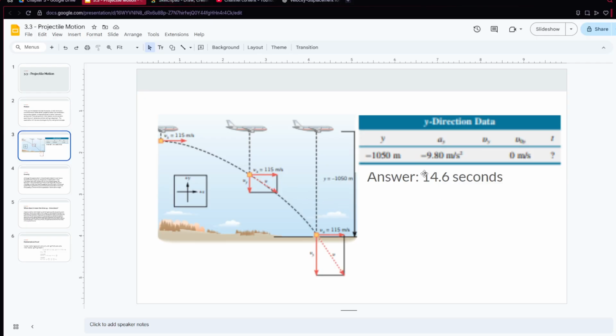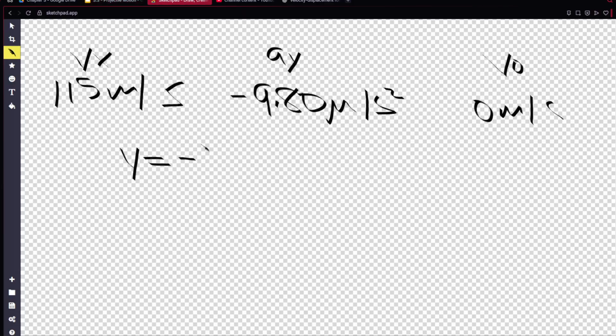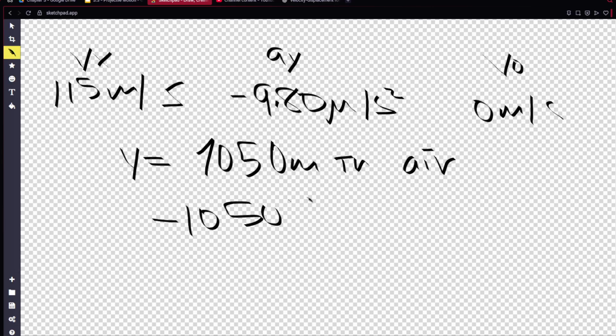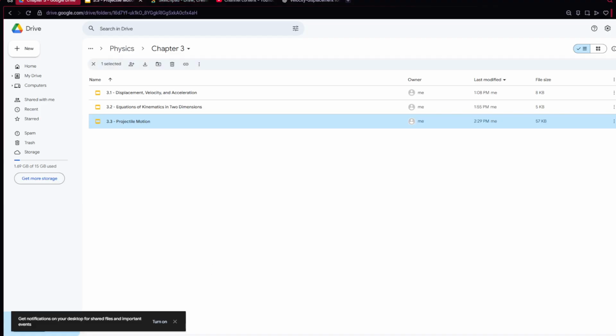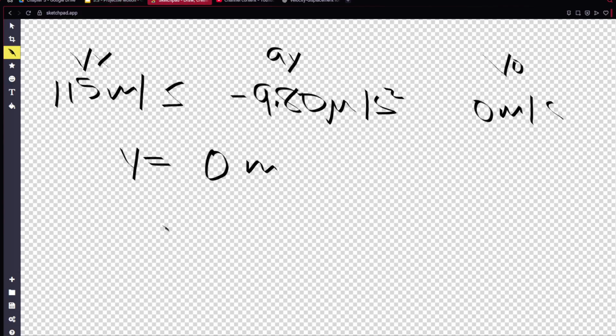First we have to calculate the time. We're given that y is negative 1050. So this plane is 1050 meters in the air, and we want to calculate how long it'll take to hit the ground. If we denote the ground as 0 meters, then when it drops 1050 meters, the final y, which we'll write as yf, will be negative 1050 meters. So let's plug that into our kinematic equation.